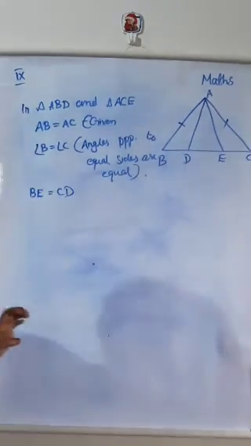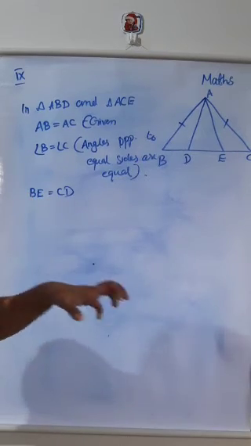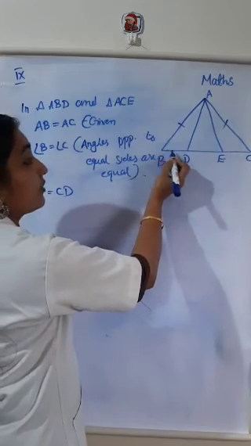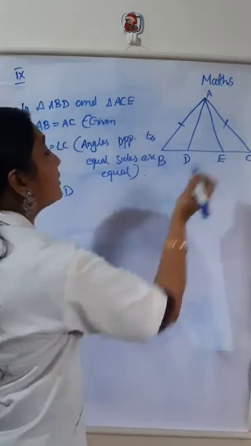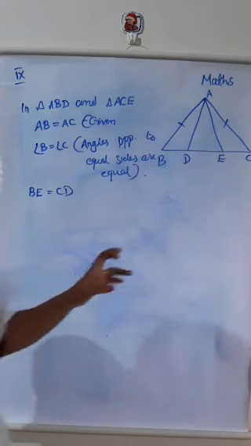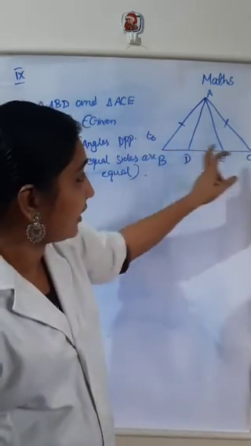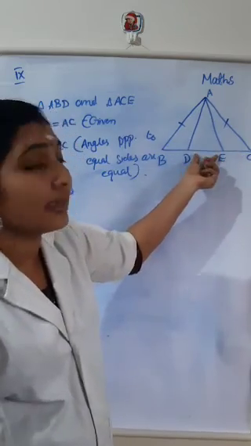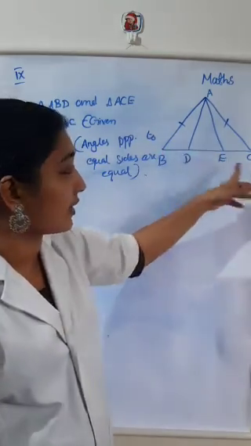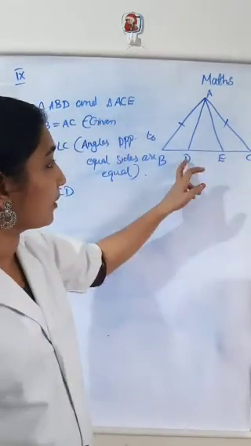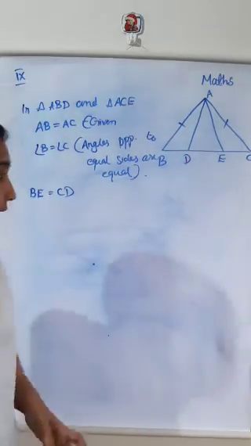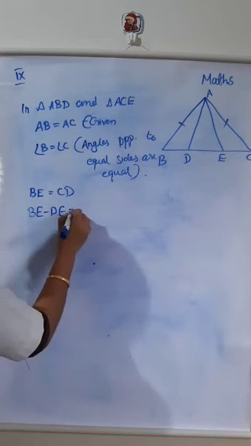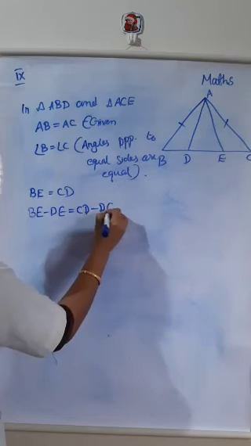Given in the question that BE is equal to CD, but in our triangles we need the sides BD and CE. Look at the figure. DE is the common part of BE and CD. So remove the portion DE. So BE minus DE is equal to CD minus DE.